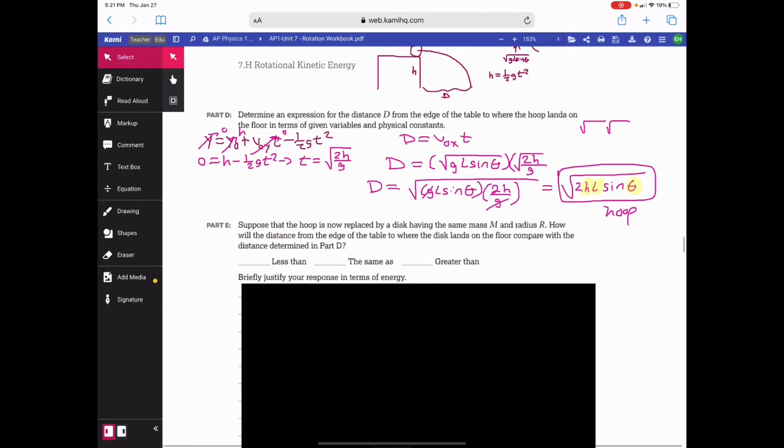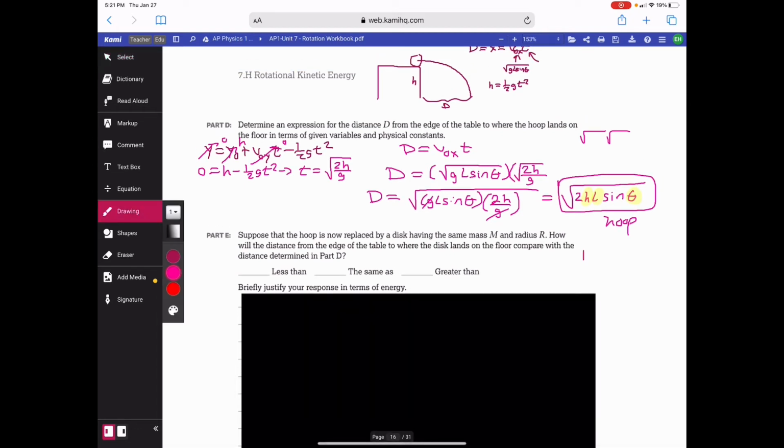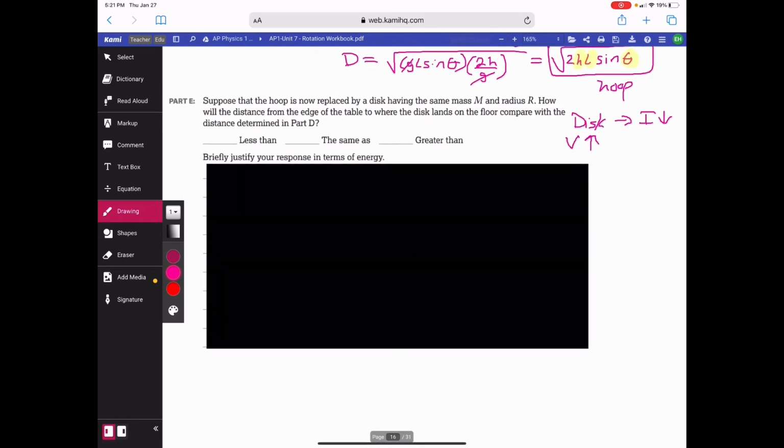A disc has lower rotational inertia, which means there's less resistance to rotation, which means the velocity is going to be greater at the bottom of the ramp and at the edge of the table. So if distance equals velocity times time, and the velocity is greater and the time is the same because it's the same height, then it should land farther, right?